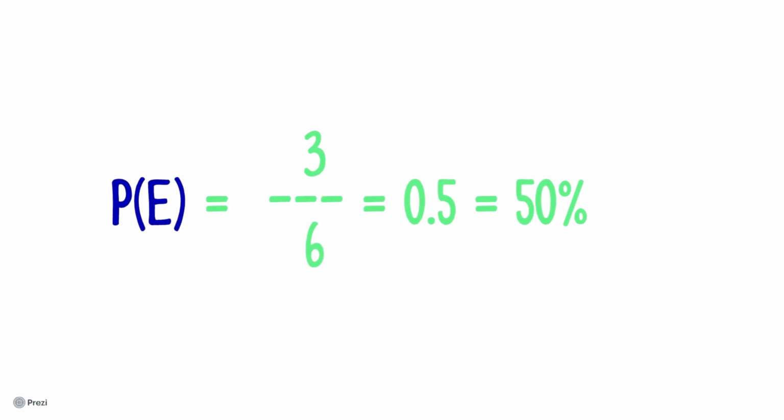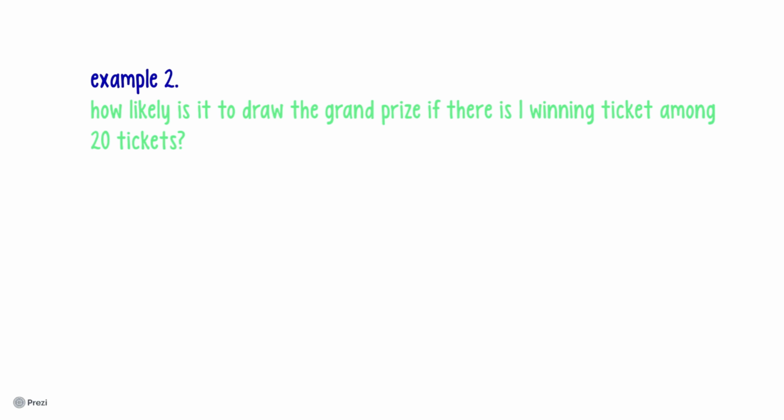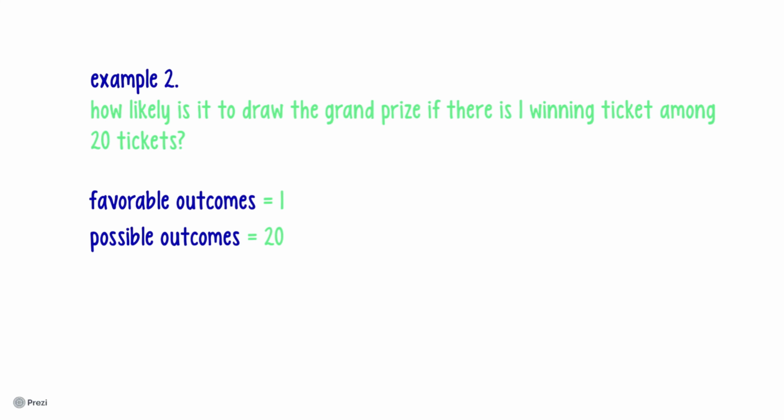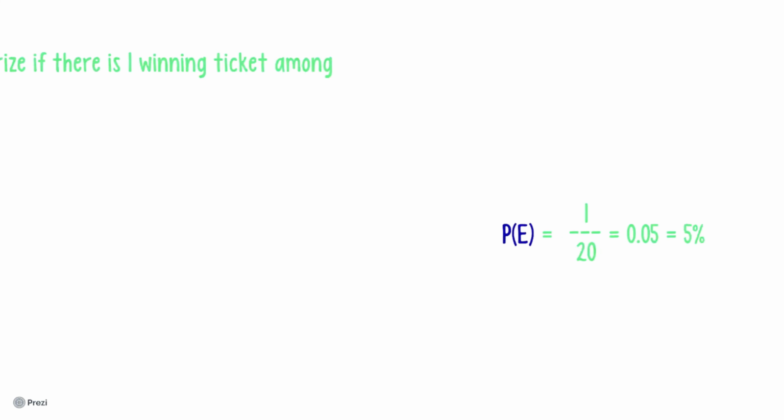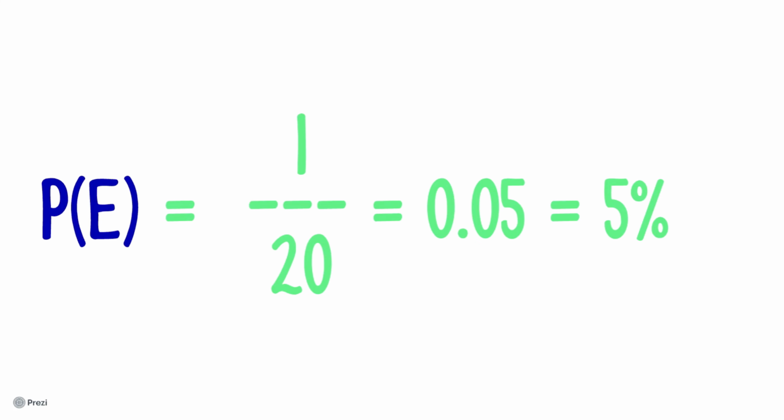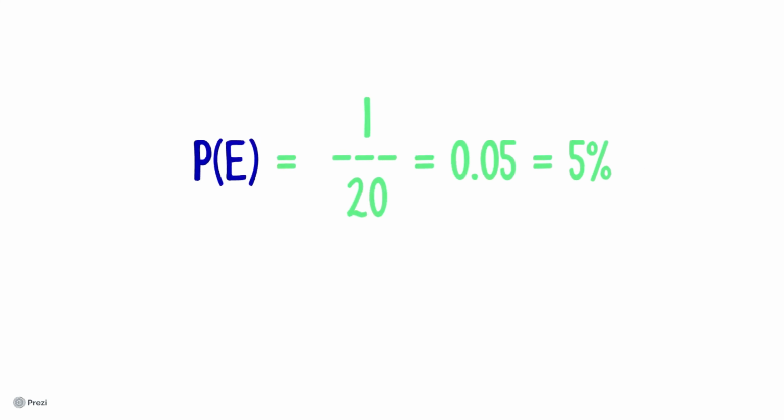Example 2, drawing a winning ticket. We ask, how likely is it to draw the grand prize if there is one winning ticket among 20 tickets? Favorable outcomes, 1. Possible outcomes, 20. So we calculate P(E) equals 1 over 20 equals 0.05. So the probability of drawing the grand prize is 5%.